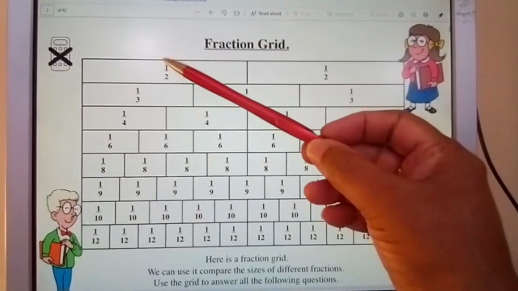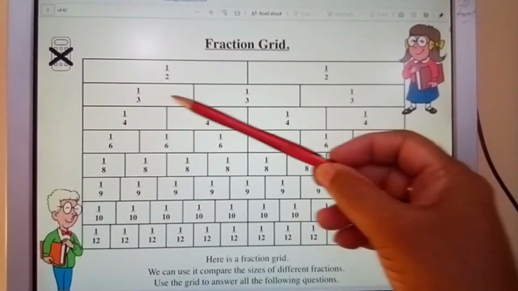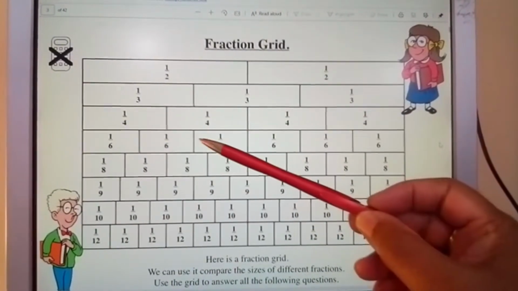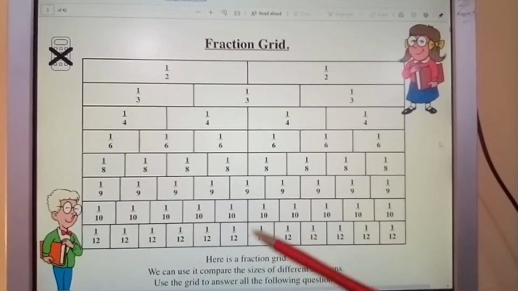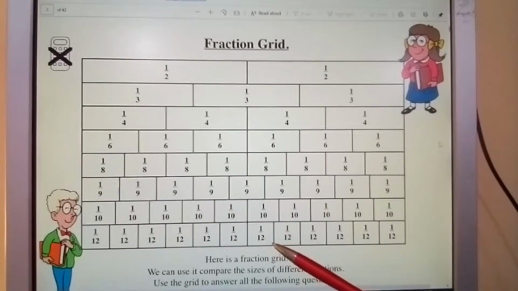Now, we've split this into halves, thirds, quarters, 1/6, 8ths, 9ths, 10ths, and 12ths. Okay?